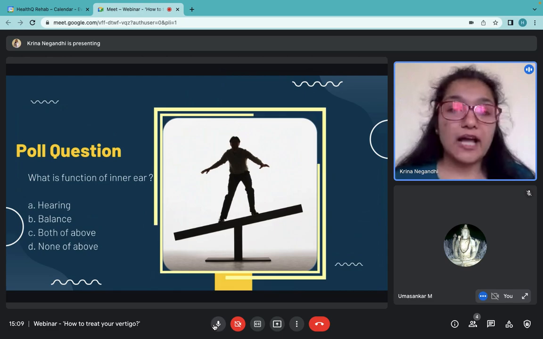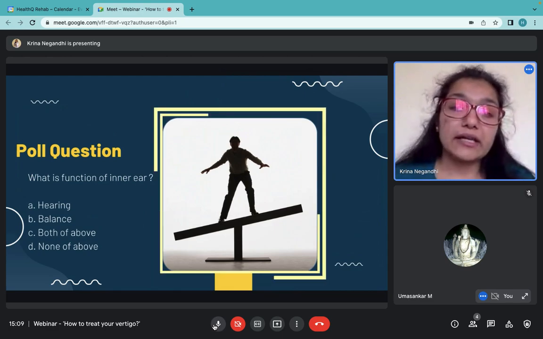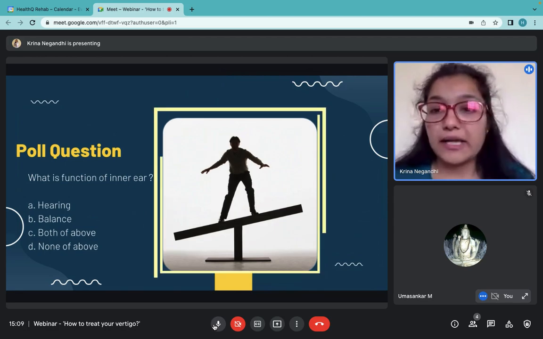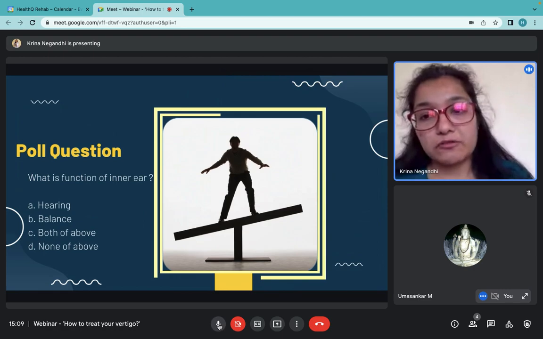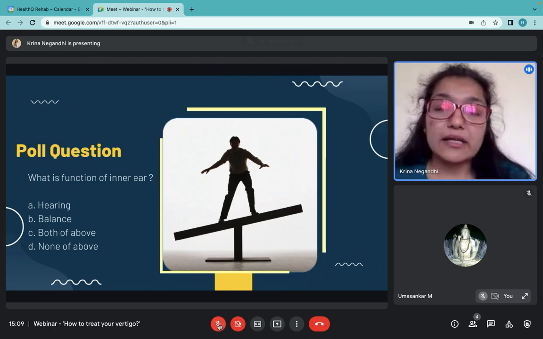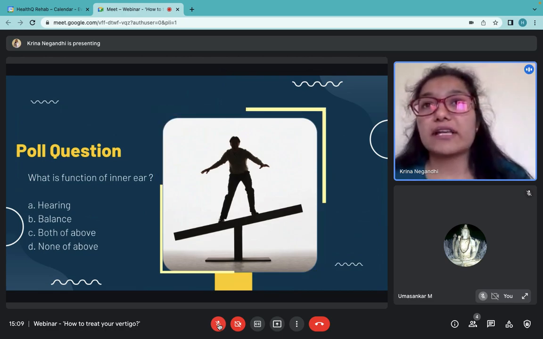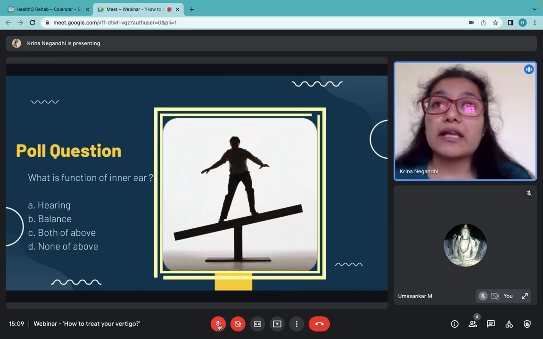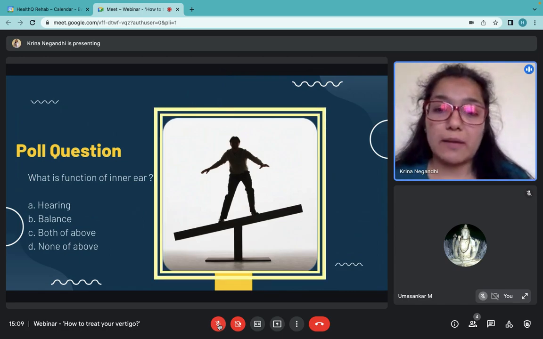I guess most of the answers for the functioning of the inner ear are both. The inner ear is responsible for hearing as well as balancing. Hearing of different decibels of sound, and balancing in different situations: on uneven surfaces, even surfaces, in response to flight and fright, and in response to calming.